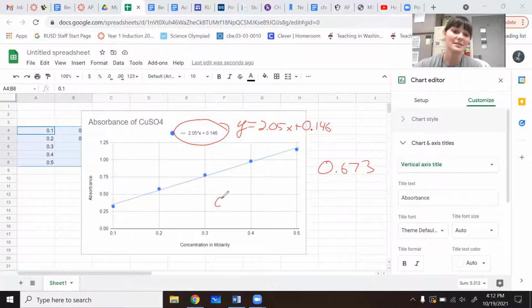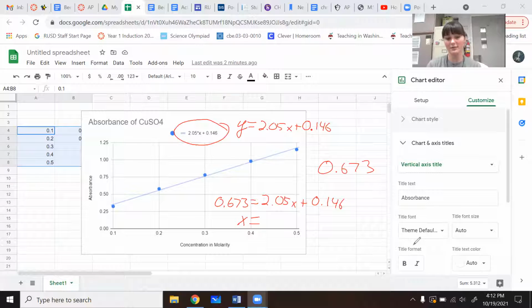So you're going to get 0.673 equals 2.05x plus 0.146. And then if you solve for x, that is going to be your concentration. So let me pull out my handy calculator and do that calculation real quick.